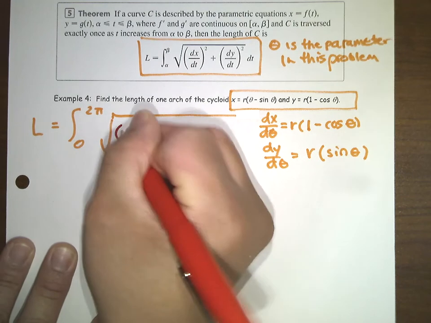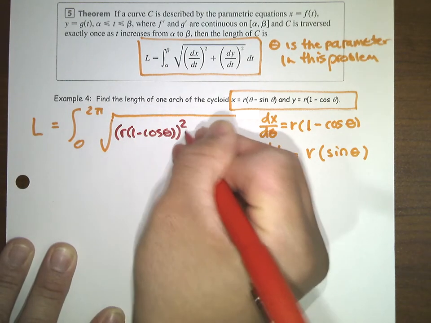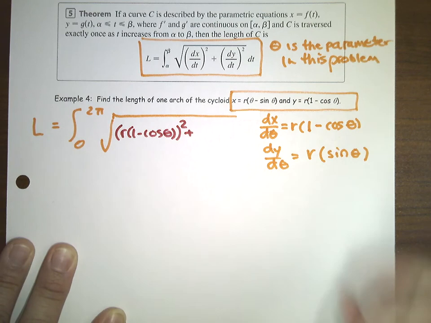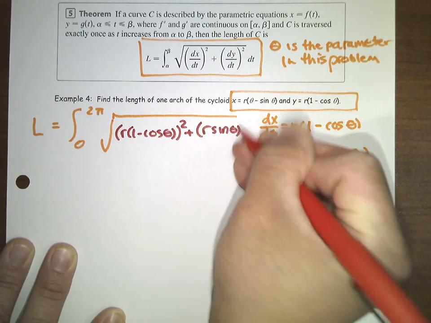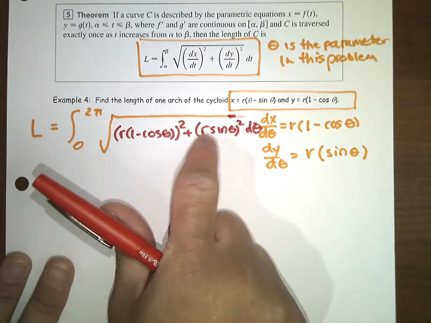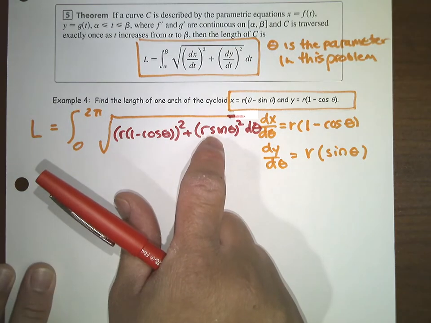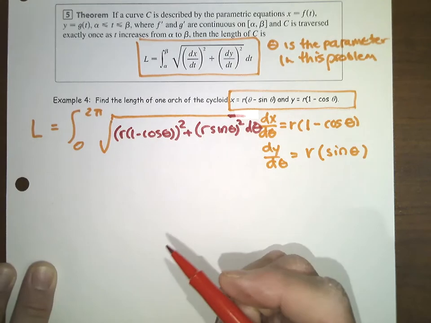So r times (1 minus cosine of theta) squared plus (dy/d theta) squared, so r times (sine of theta) squared d theta. Now you cannot just take the square root of each term individually. Remember, that is not allowed. That's not even possible. I don't know why you would think that.